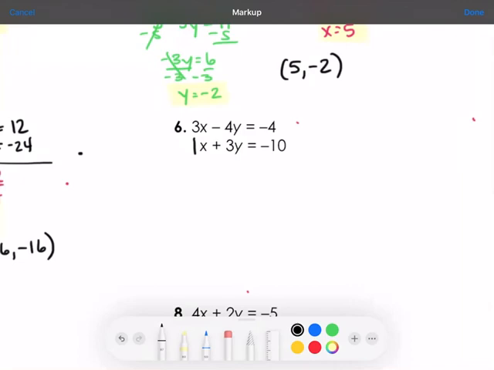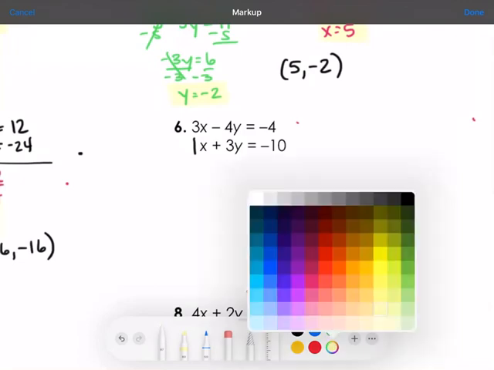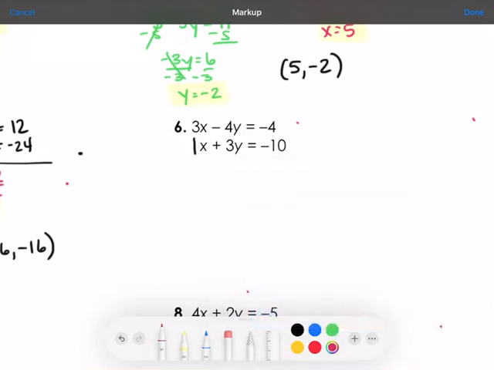The good news is I can multiply 1x to be 3x. I can multiply 1 by 3, but this is a positive 3x, so I want this to be a negative 3x. So what I'm going to do is multiply this equation by a negative 3 so that the x's will cancel out. So I'm going to multiply everything here by a negative 3 and rewrite.